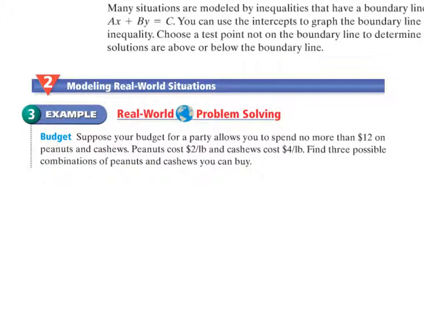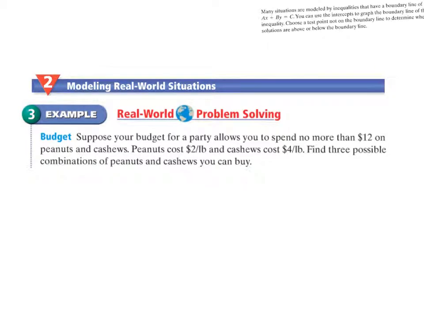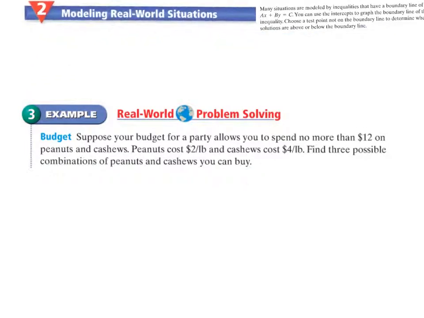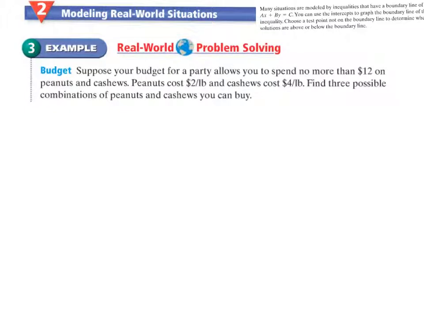So I'm going to move this out of the way. Actually, I'm going to make it smaller. Move this up. So first thing, we have to write an equation. This should be fairly easy. We don't know how many pounds that we need. So we know that peanuts cost $2 a pound. Cashews cost $4 a pound. We want no more than $12. So that means no more than means less than or equal to 12.